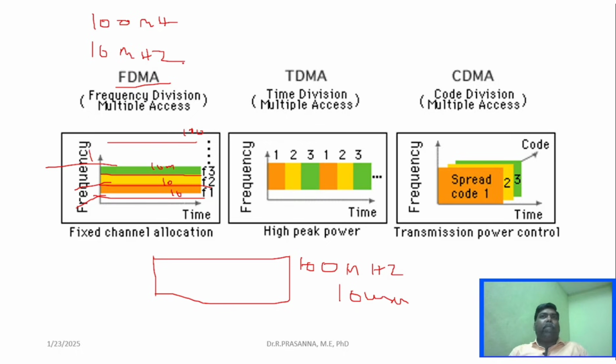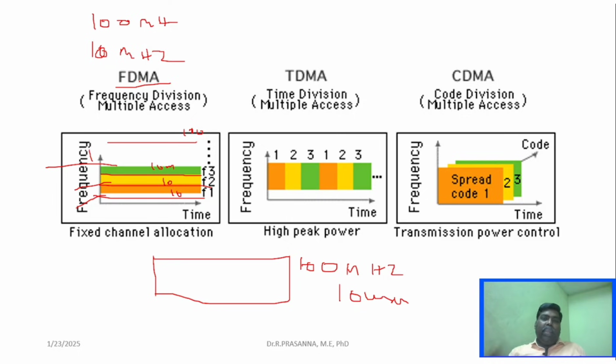But the greatest advantage is there is no time limit. They can use any time. There is no limitation in time. But in frequency, they can only use 10 megahertz. That is the advantage and disadvantage of FDMA. Each and every technique has its own advantage and disadvantage so that it can be used in a variety of applications.